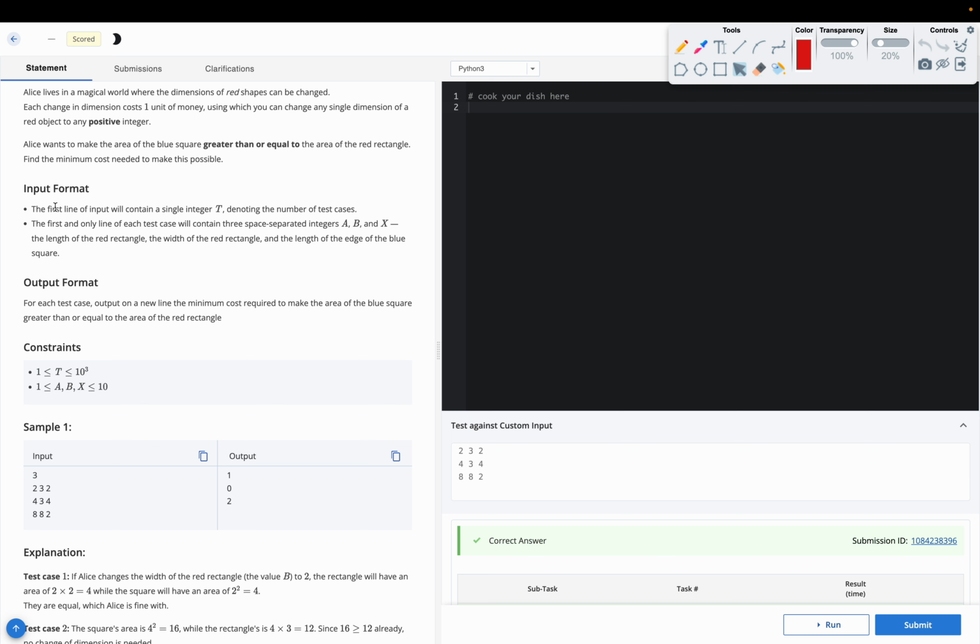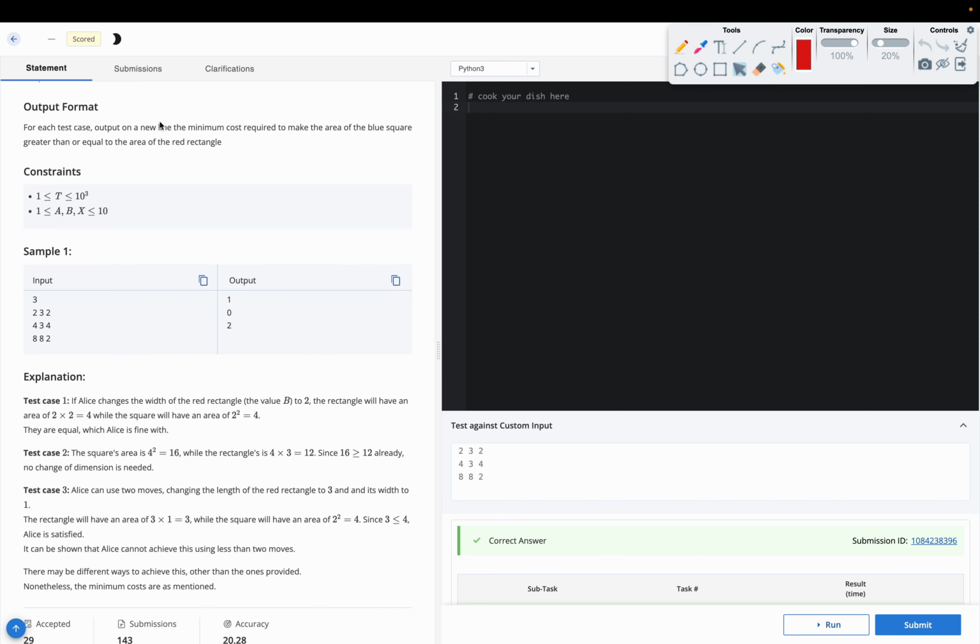So first it contains t, the number of test cases, and then a, b and x. First is the length of the red rectangle, next is the width of the red rectangle, and last is the length of the edge of the blue square. So we need to give the minimum cost required.